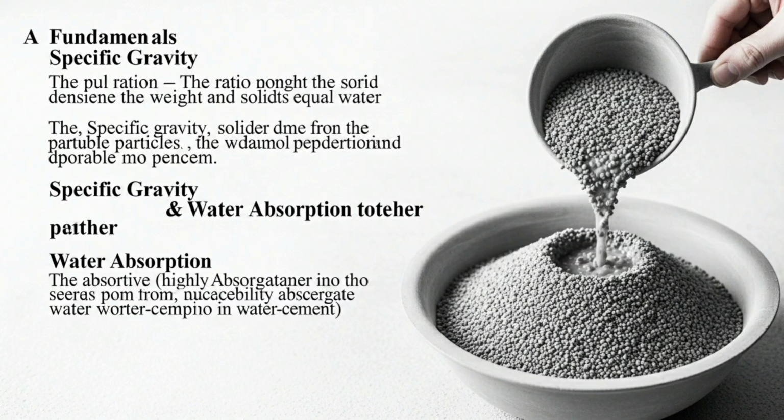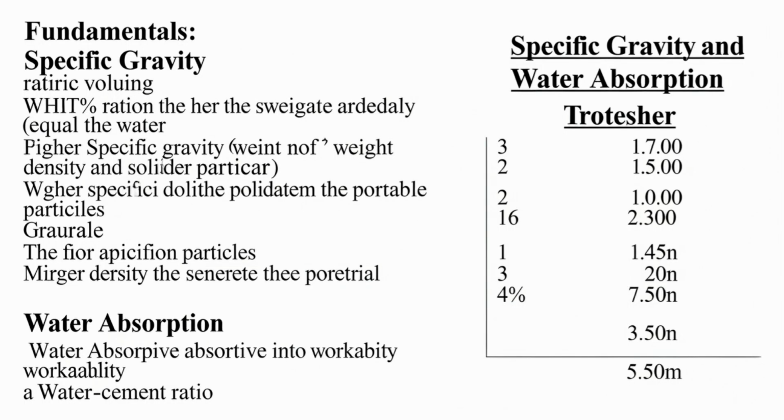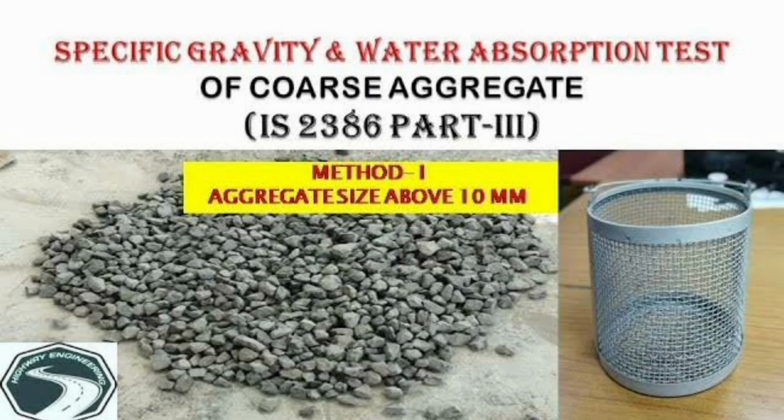Finally, we have the fundamental tests of specific gravity and water absorption. These two properties are determined together and are incredibly important for mix design. The specific gravity is the ratio of the weight of the aggregate to the weight of an equal volume of water. It indicates the density and solidity of the aggregate particles. A higher specific gravity often indicates a stronger, more durable material.